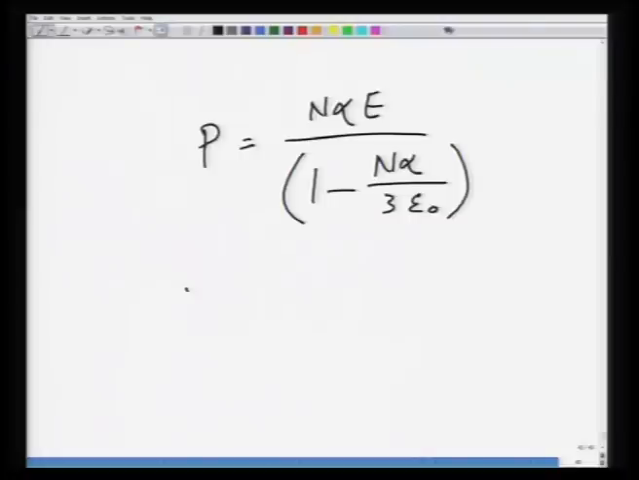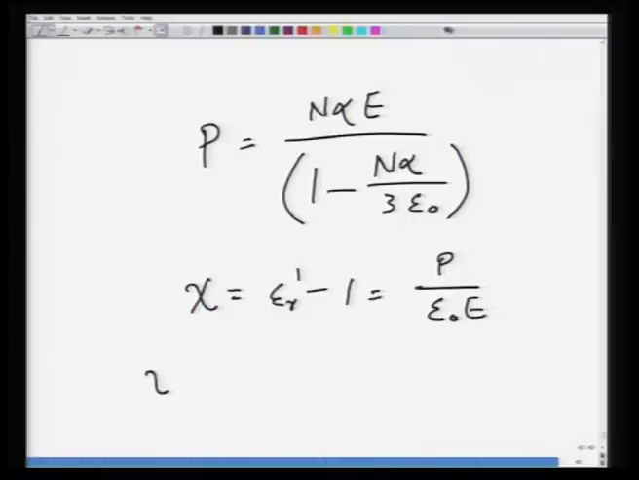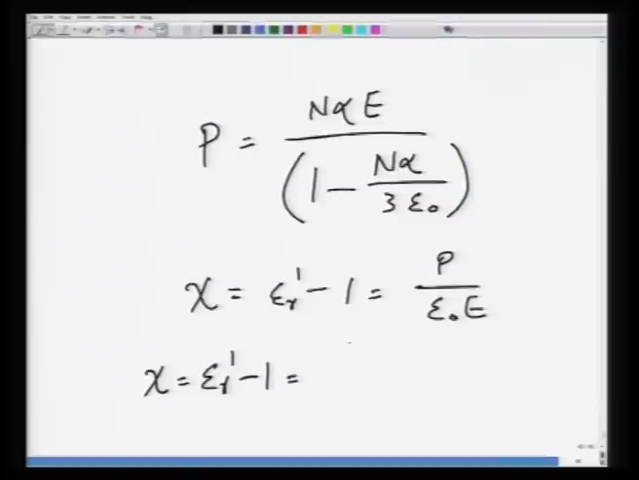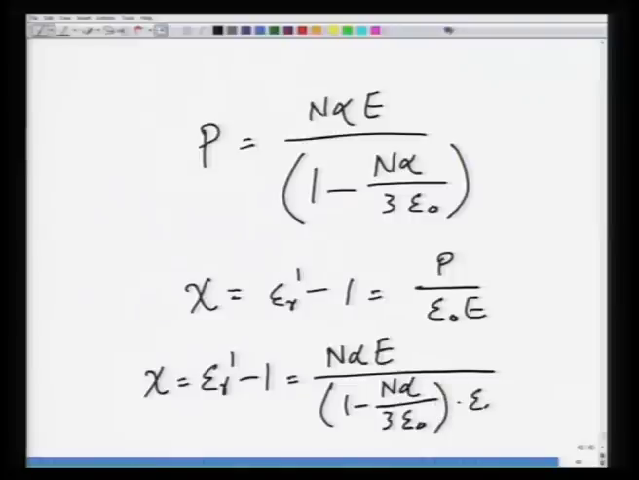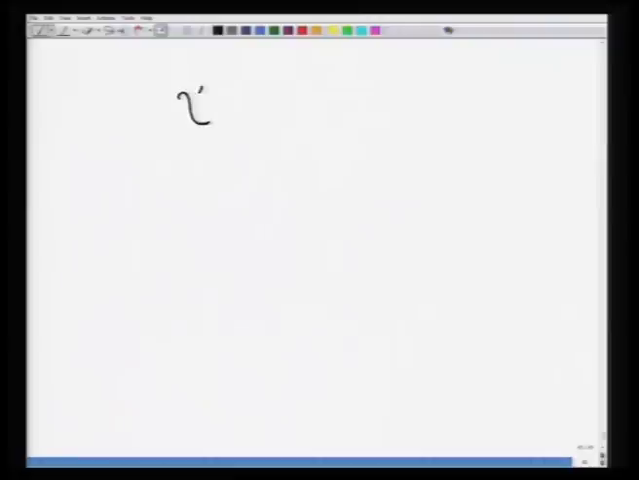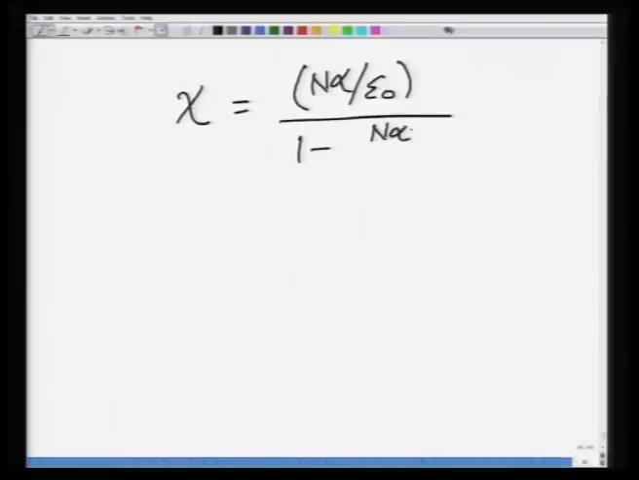Okay. Now, we know that chi is equal to epsilon r prime minus 1, chi is the susceptibility, and this is equal to P divided by epsilon naught E. So, chi, that is epsilon r prime minus 1, is equal to n alpha E divided by 1 minus n alpha divided by 3 epsilon naught, into epsilon naught E. Of course, you cancel the E's, and chi becomes equal to n alpha divided by epsilon naught, divided by 1 minus n alpha divided by 3 epsilon naught.